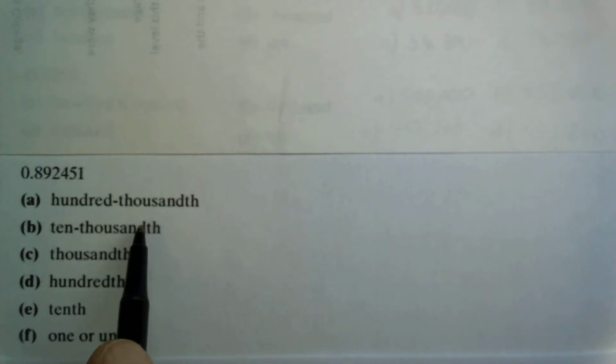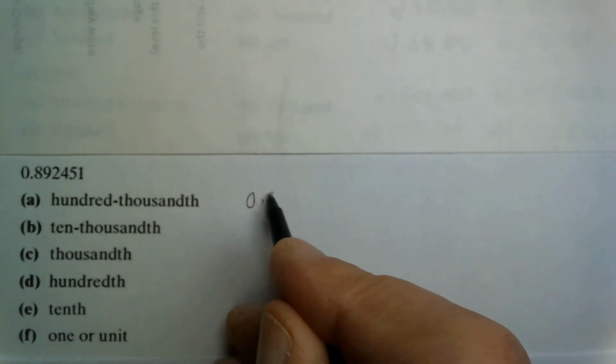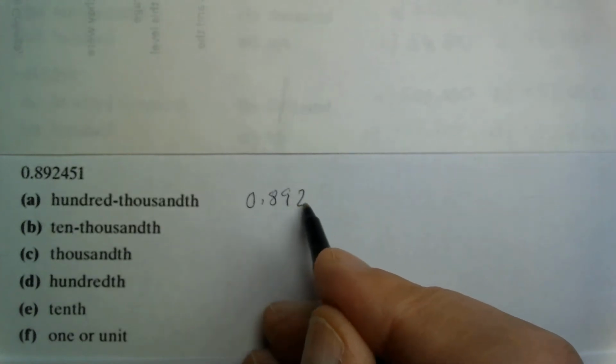The next number is 0.892451, and the A part is to the nearest hundred thousands. So here's tens, 100s, 1,000, 10,000, 100,000. That's followed by a 1, so we just drop the 1. So this then becomes 0.899245.